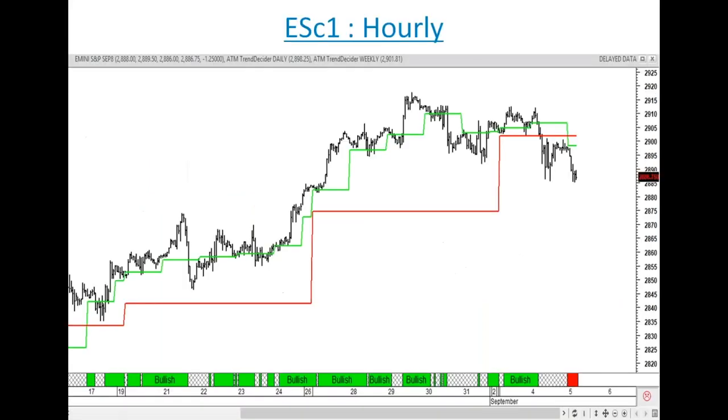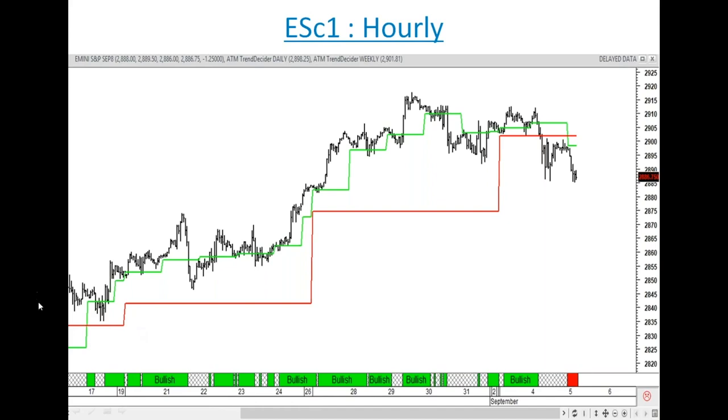Now, the beauty is if I can integrate the trend decider daily and weekly into one chart, that's how it's going to look. So I've taken a chart of the E-mini here. And when you look at the current month data, it's amazing what you see. If the green line or the trend decider daily is above the weekly, you're basically in a bullish zone, right?